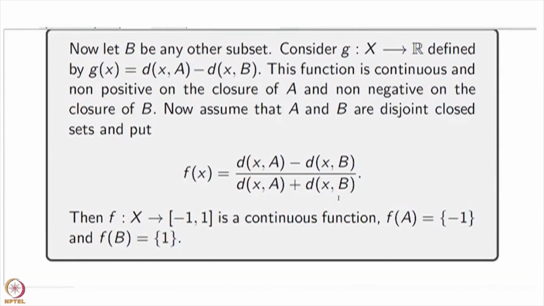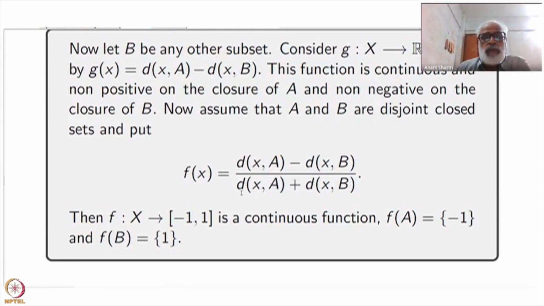Then f maps from X to [-1, +1] because the modulus of the numerator is never bigger than the modulus of the denominator. The denominator is already non-negative, actually positive. So the value will always be between -1 and +1. Moreover, A and B are closed subsets. We know that for f of A, x belongs to A, this is 0, this is 0. So it's minus D divided by plus D, which is -1. Similarly, f of B equals +1.